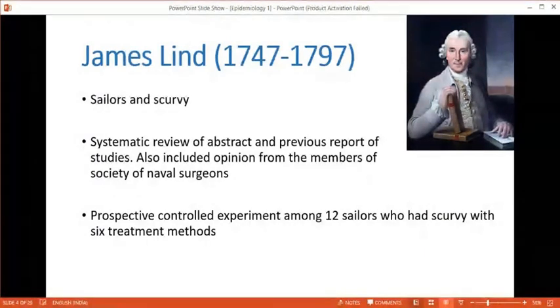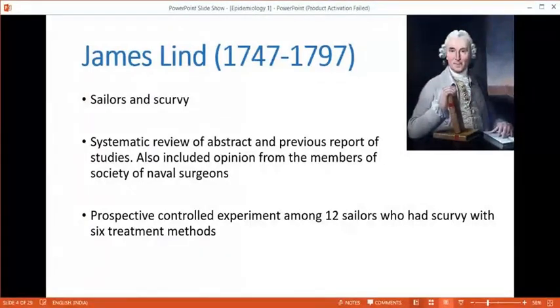And this James Lind wanted to know why it happens in sailors. So he went through the abstracts. This is what we need to do when we do a study. He did a systematic review of abstracts. He went through the papers written by others about scurvy and found out what it was and how many people got it. All these reports he collected. And then he spoke to the naval surgeons. From them, he collected information, and as a second phase, he went on a voyage.